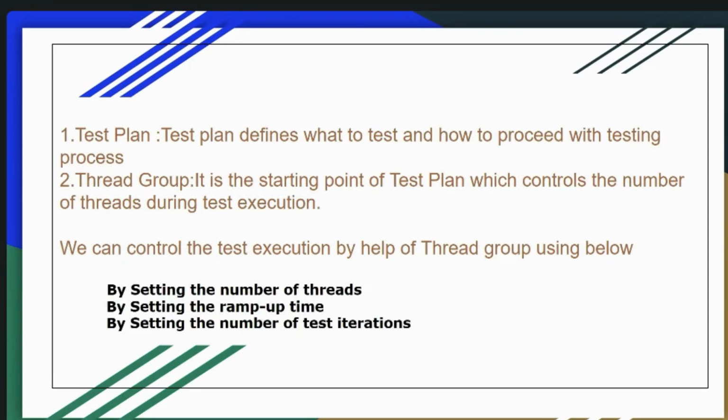So what exactly is a test plan? Test plan is the pen where we actually define the test case, what exactly we need to perform based on the requirement. And inside the test plan we have the thread group. Thread group is nothing but the starting point inside which all our rest of the test elements will be defined, and the execution of the thread group is controlled by increasing or decreasing the thread count, the ramp up period, and the number of test iterations, meaning how many times we need to execute this set of requests.